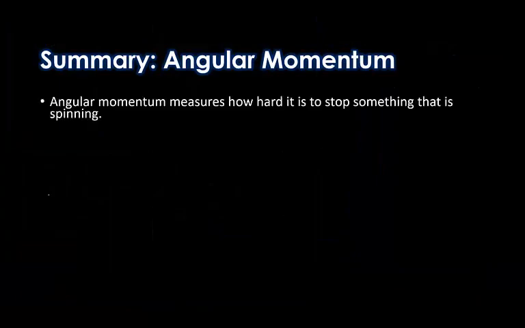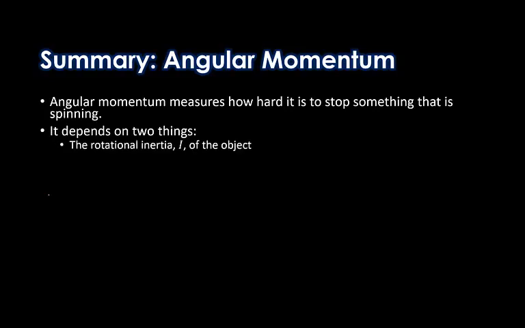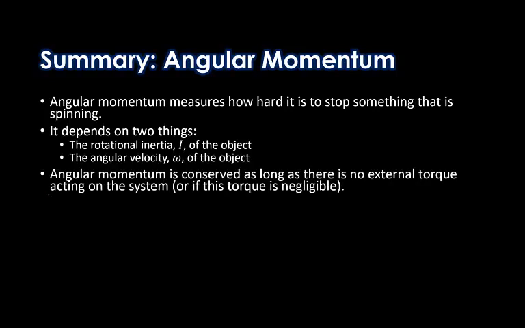So just to summarize here, angular momentum measures how hard it is to stop something that's spinning, and it depends on 2 things. It depends on the rotational inertia I of the object and the angular velocity omega of the object. Angular momentum is conserved as long as there's no external torque acting on the system, or if the torque is negligible. So if you have a system where there's an axle and something's spinning, and they say that it's a low friction axle in the question, then you can say, assuming that external torques are negligible, angular momentum will be conserved. And you often have to make that assumption to approximate an answer.